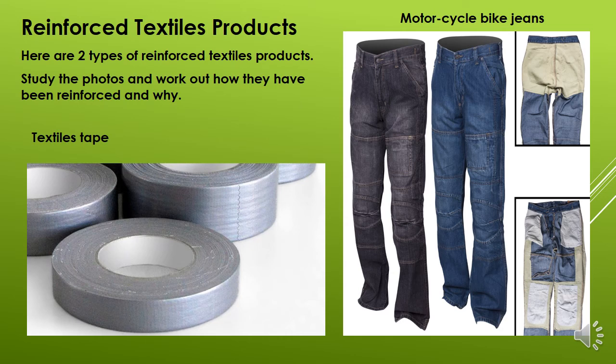And here is a task for you to have a quick look at. There are two photographs of textile products that have been reinforced. See if you can work out what has been done to them. Okay, I have labelled them. So you've got textiles tape there, otherwise known as gaffer tape, and you've also got motorcycle bike jeans. Have a good look at the diagrams, the photographs, and work out what you think has been done and why. What are the benefits? Have a think about that.